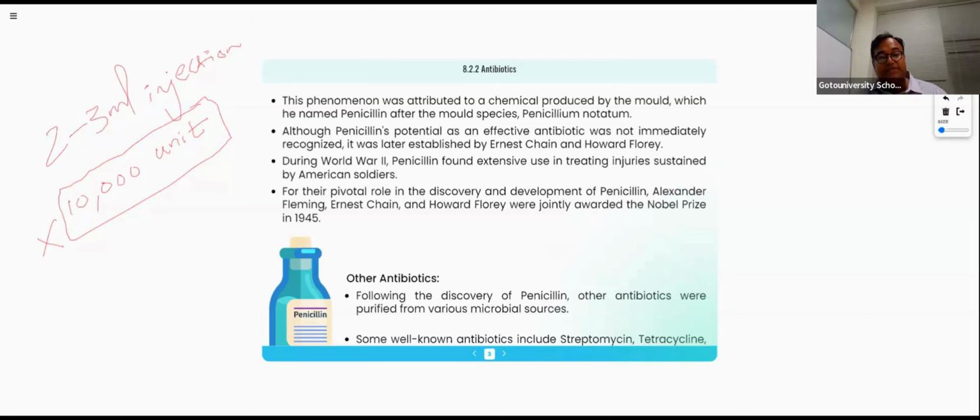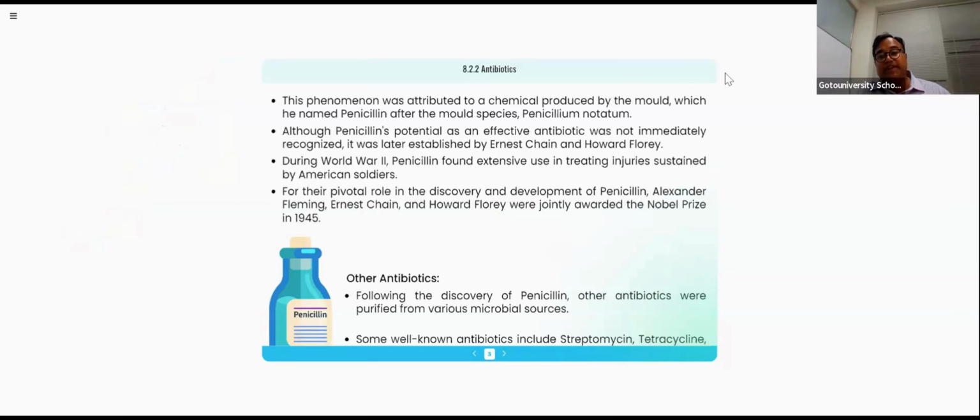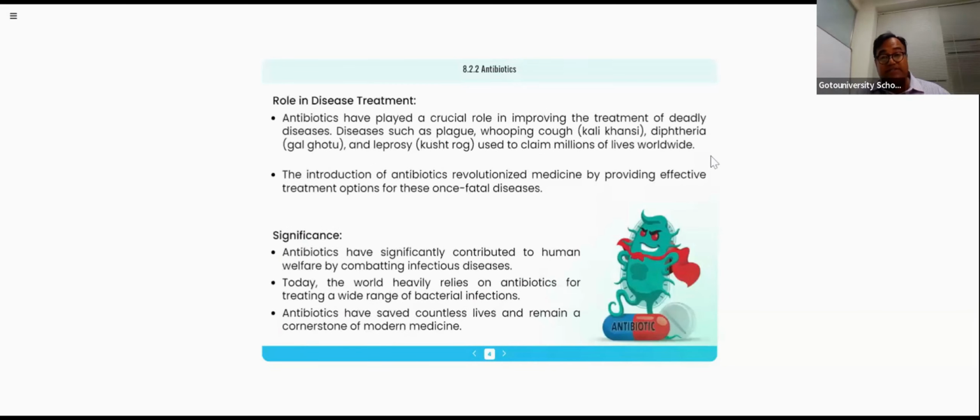Now we need to understand that Chain and Florey are the two great scientists who, along with Alexander Fleming, discovered penicillin, and all three got the Nobel Prize. Many people, instead of writing Alexander Fleming, write William Fleming. Don't write William Fleming, because William Fleming discovered the mitosis process, but not penicillin, right?